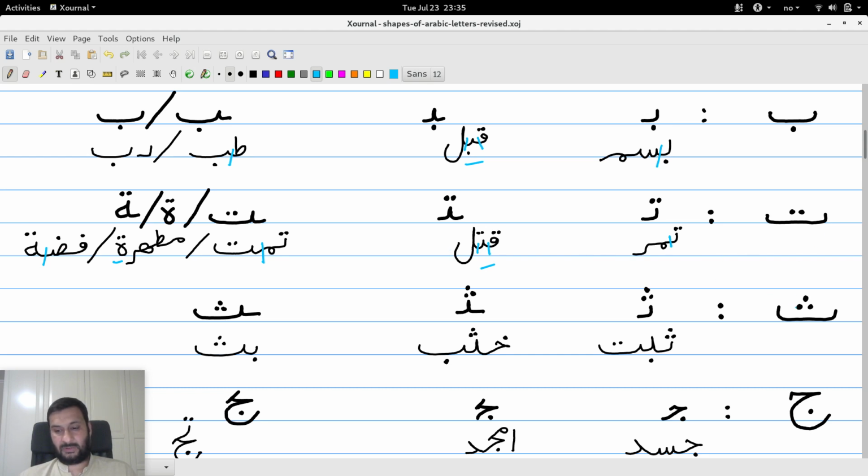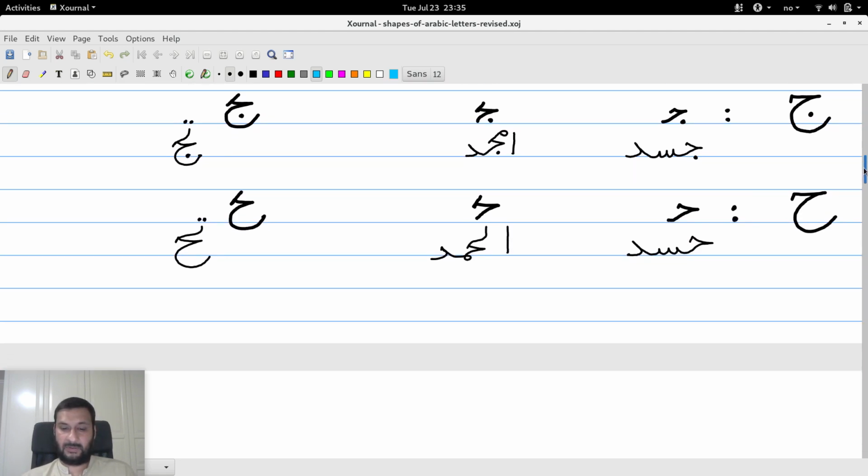So then goes the next letter, which is tha. Just like ba and ta, the beginning is like this. And here is your tha, right here in the beginning. If it's in the middle, it looks like this. Kha, tha, like here. Kha, tha, ba. And if it's at the end, it will look like this. Ba. Tha. Very good. Let's move forward. We have Jim.